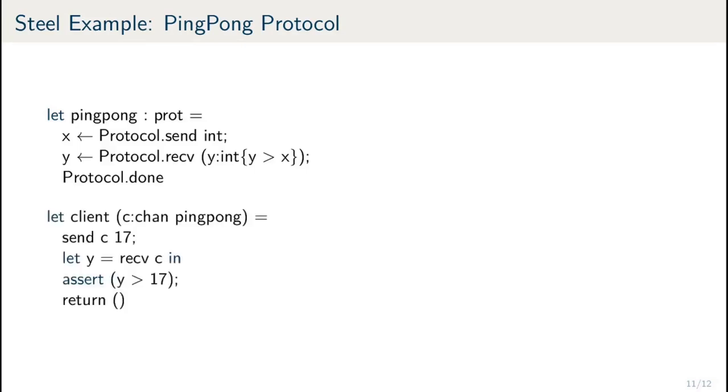And we can now implement a client version of this protocol that takes as argument a channel which is ensured to follow a ping-pong protocol. So we first send a message on a channel, which we here pick to be 17. We then receive a new integer, and since the channel is expected to follow the protocol, we can prove that this integer is actually strictly greater than the one we sent, which here is 17. And what's really interesting is that all of this verification is done here statically by virtue of type checking. If we are, for instance, to start our client implementation by trying to receive a message, verification would fail because the protocol states that the first action has to be a send.